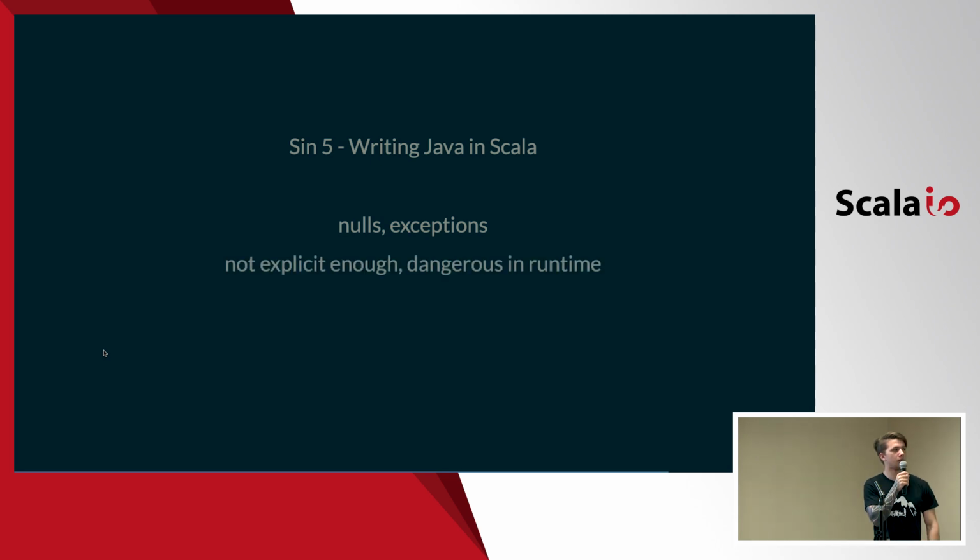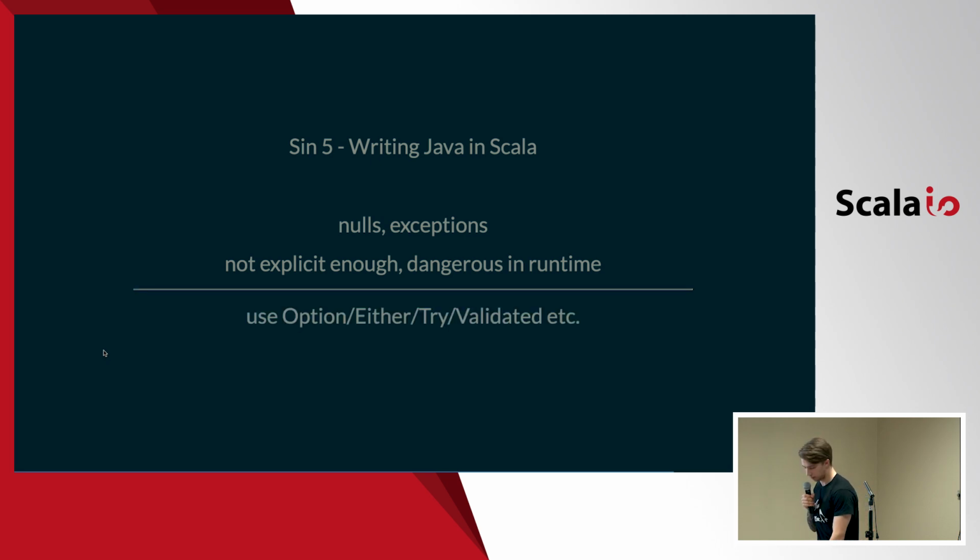Because in Scala, nulls are not explicit enough, and neither are exceptions. They are just dangerous and can cause headaches and problems and crashes and potentially loss of billions of dollars in runtime. So why else? Because we have our own tools to handle nulls and exceptions. We have option, either, try, and validated from cats or ScalaZ, and so on. So you should use these error handling and nullability wrappers to handle these cases where you normally use nulls and exceptions.